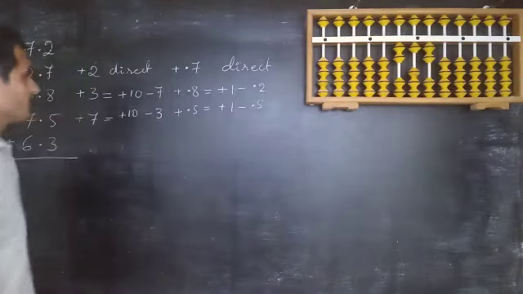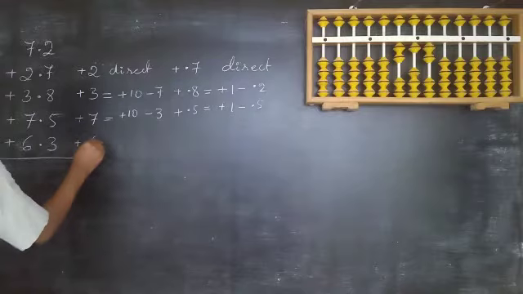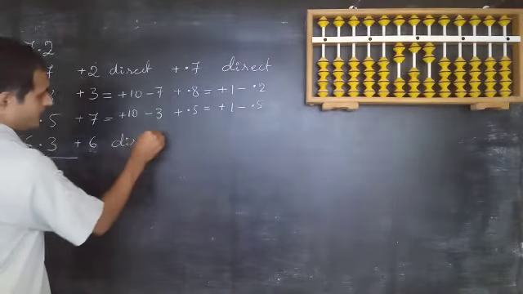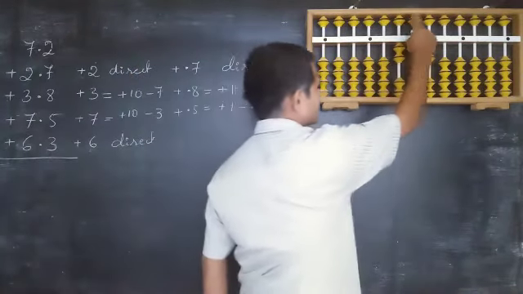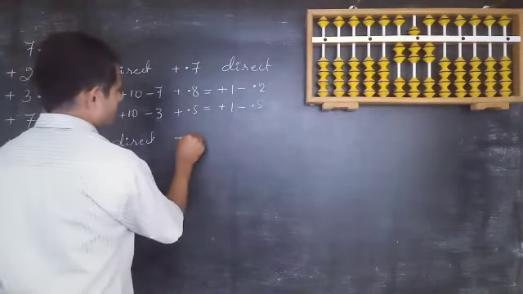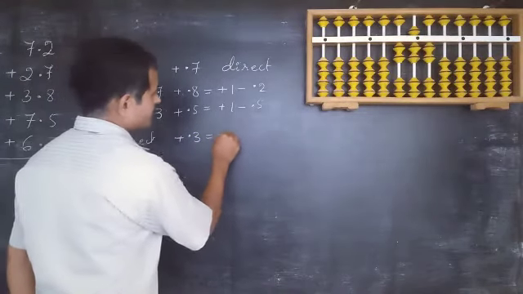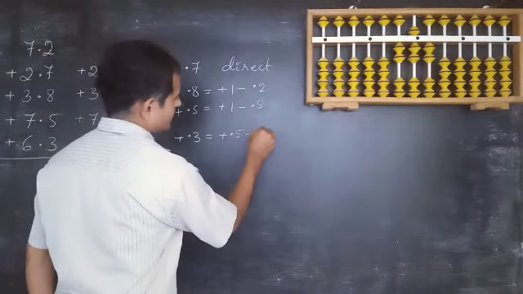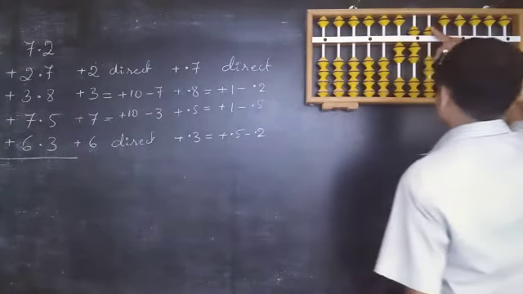Plus 1 minus 0.5. Plus 6.3, plus 6 direct. Plus 0.3 is equal to plus 0.5 minus 0.2.